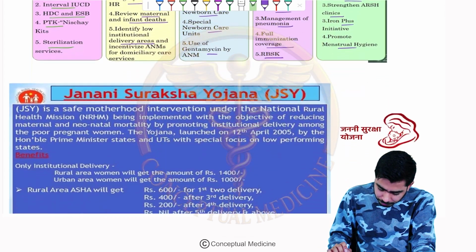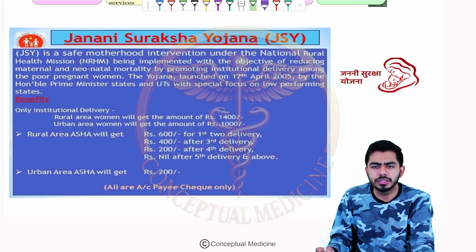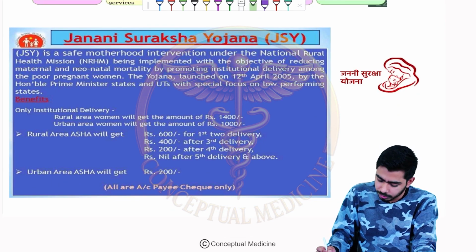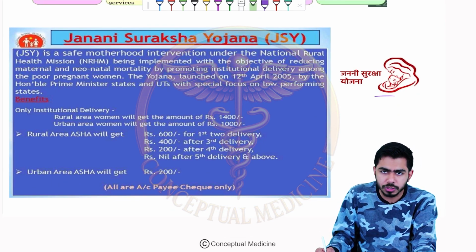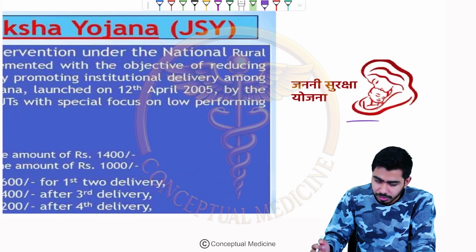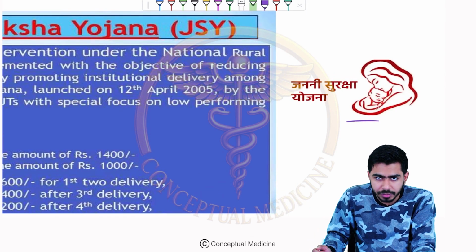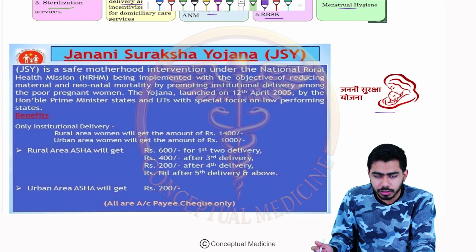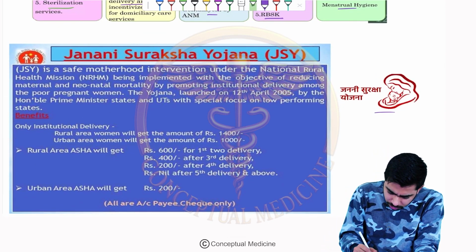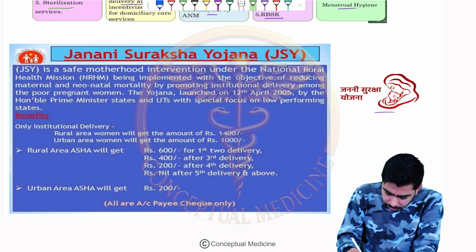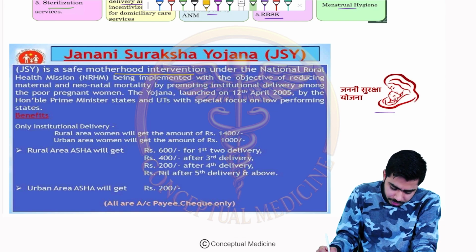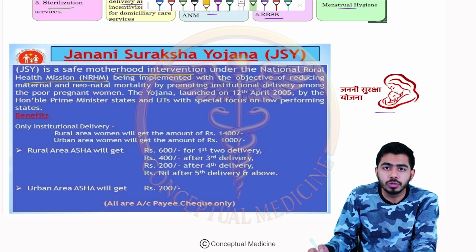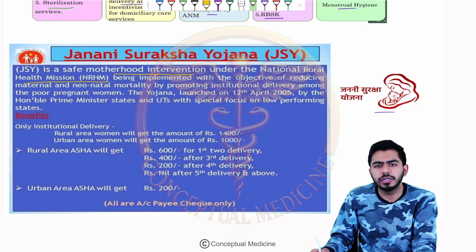Then we shall talk about a very important program, that is the Janani Suraksha Yojana, right? You can see the symbol over here, Janani Suraksha Yojana. Janani means again the mother, so you can say the mother protection Yojana. This is a safe motherhood intervention under the NRHM, that is the National Rural Health Mission, which is coming under the National Health Mission, right?